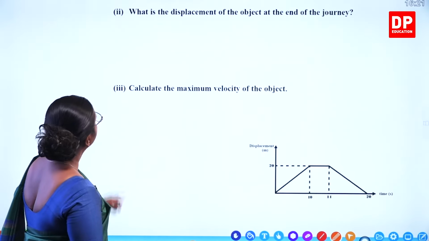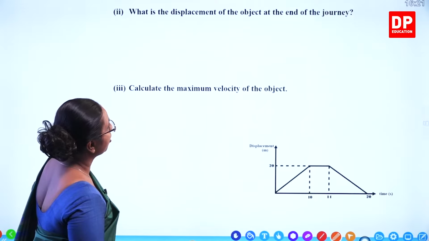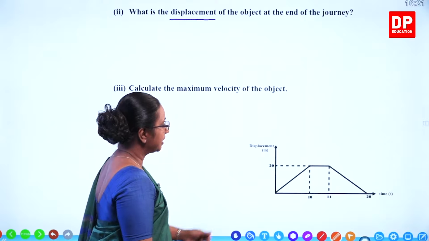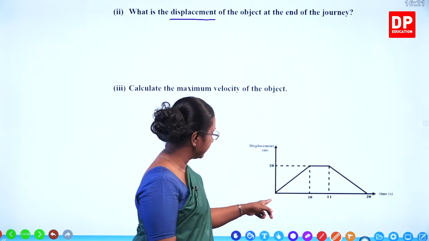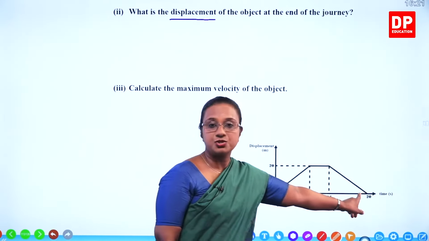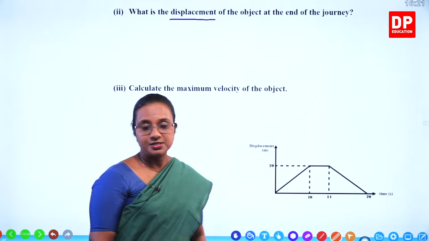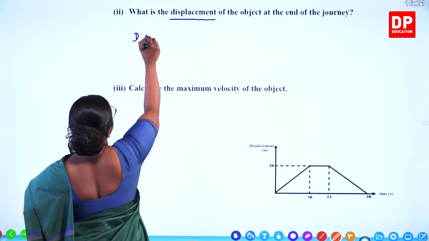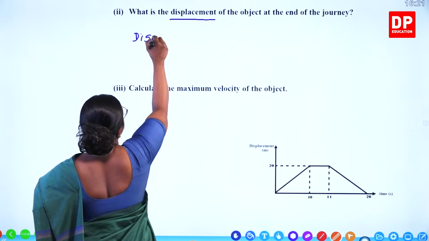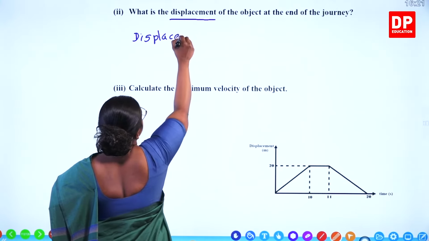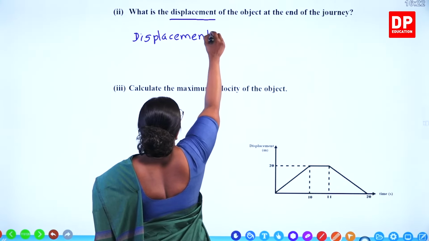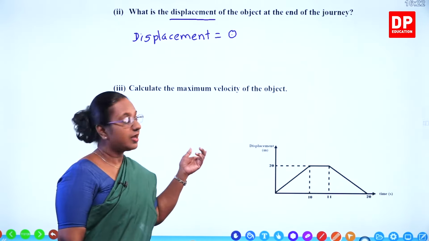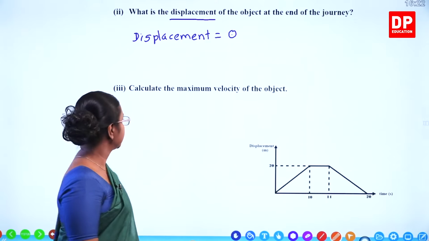The second one, what is the displacement of the object at the end of the journey? So here displacement, of course, from the graph you can see it started at 0 and stopped at 0. So displacement is also 0. Here you can say displacement is equal to 0. When it is 0, you can even say 0 or 0 meters.